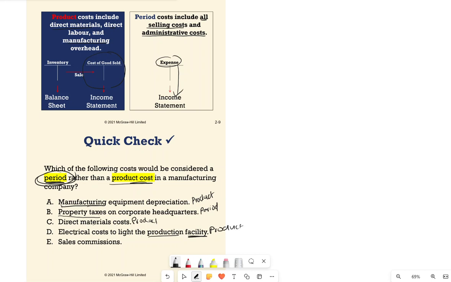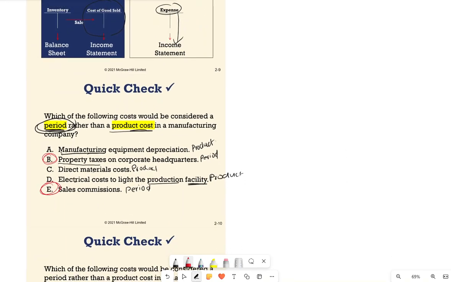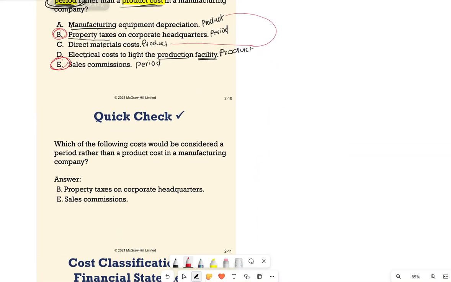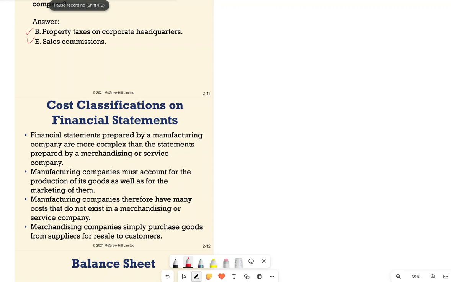Sales commission that you pay to the salespeople will be my period cost. The question was asking which cost is a period cost. So in this case, B and E are going to be your period cost. If they ask for product costs, these three are my product cost. So going further to check if we did everything right, of course B and E are your period cost. Now the next one is your classification.